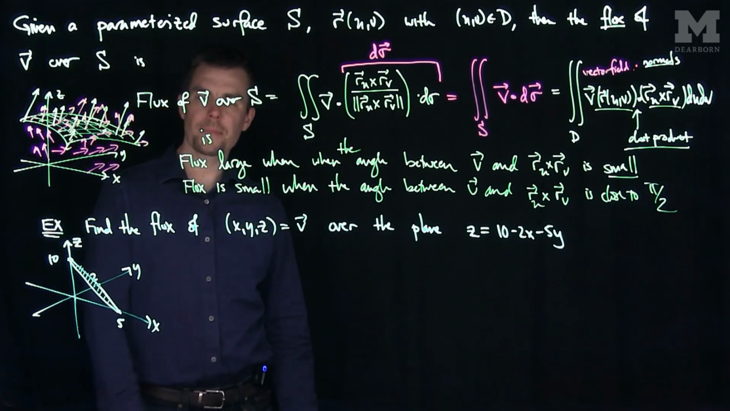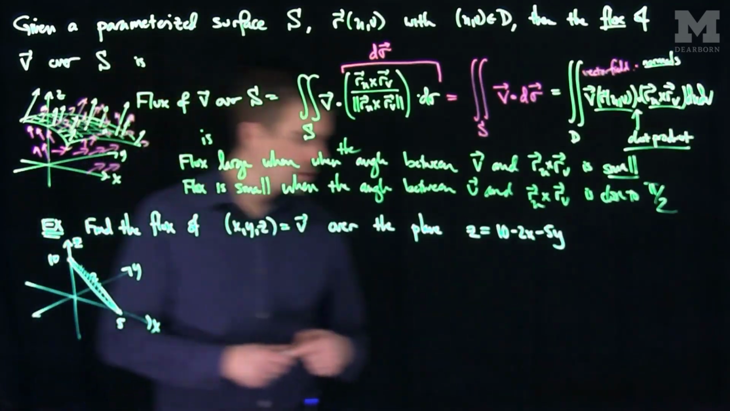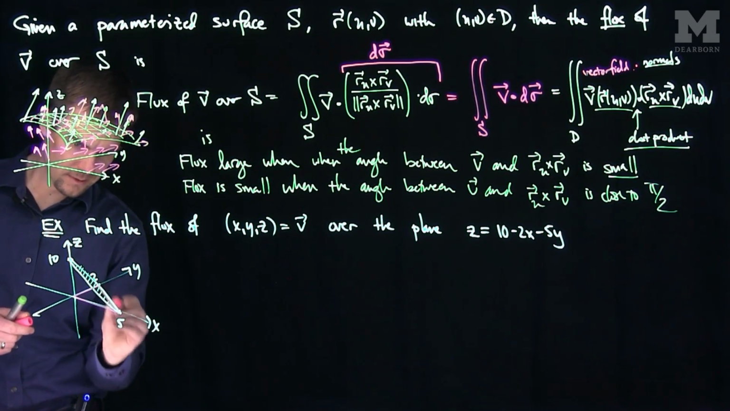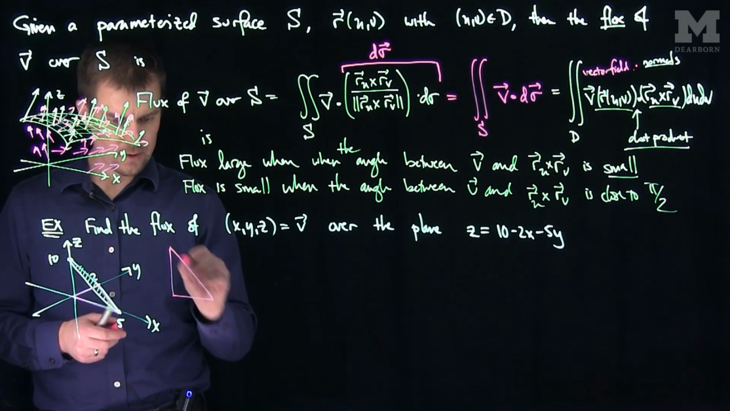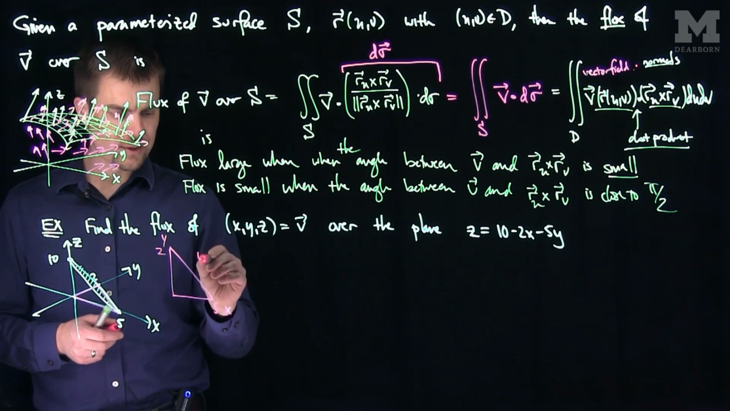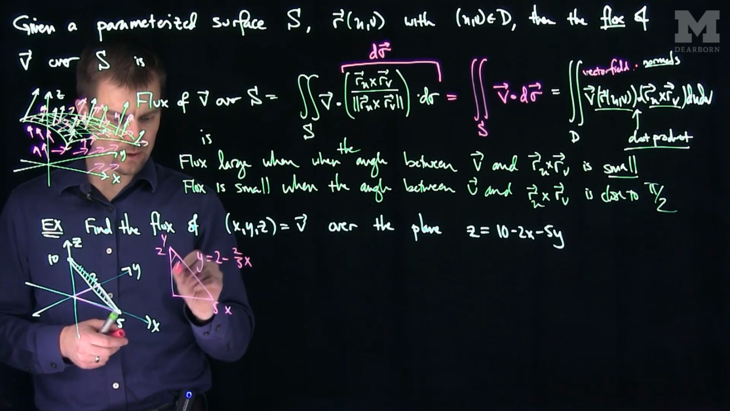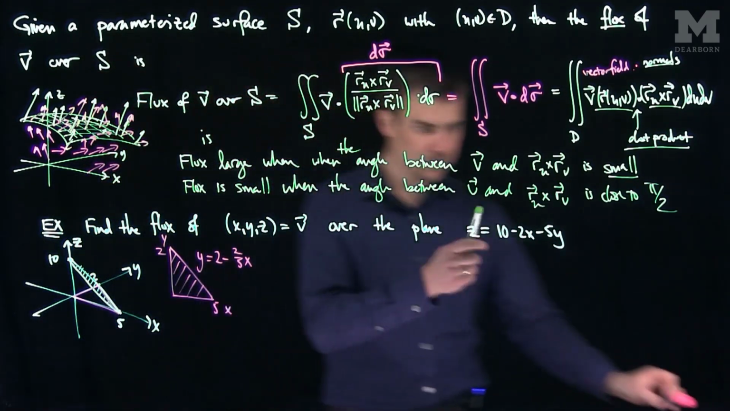Right? Okay? And of course, the parameterization space is this triangle in the xy plane. This triangle over here is my parameterization space. That's a y, that's an x. This, of course, is a 2, and that's a 5. So this line over here is y is equal to 2 minus 2/5 x. So that's our region over here. That's my parameterization space. So let's parameterize this plane now.